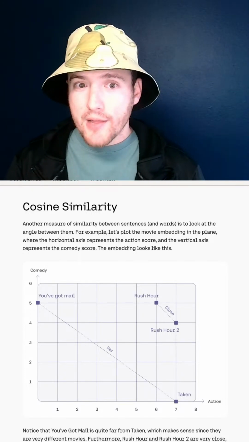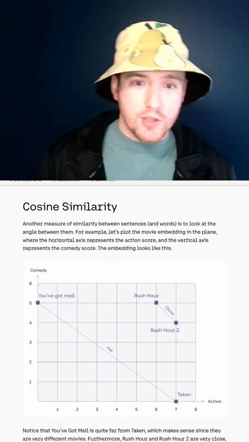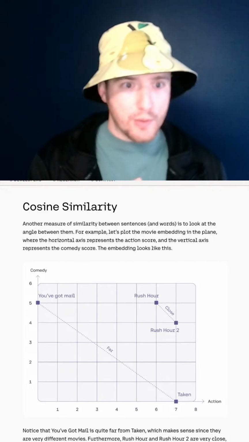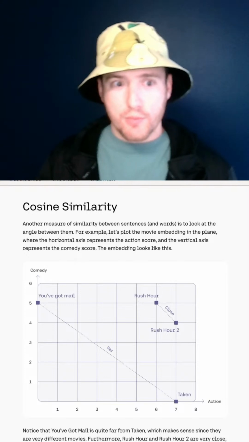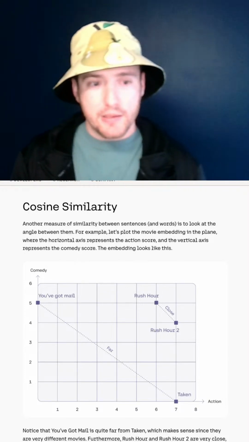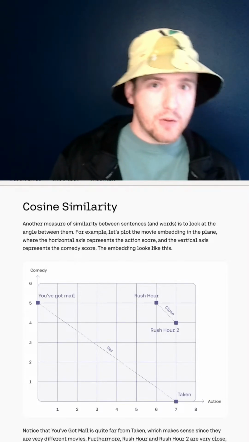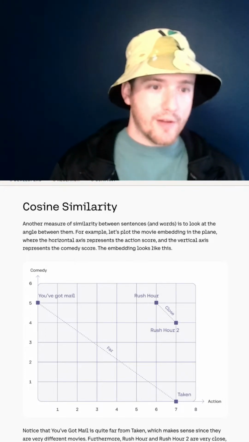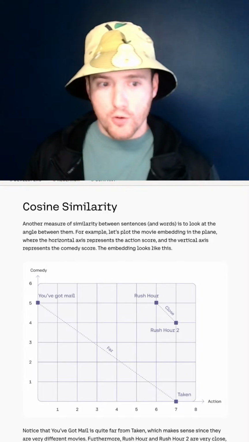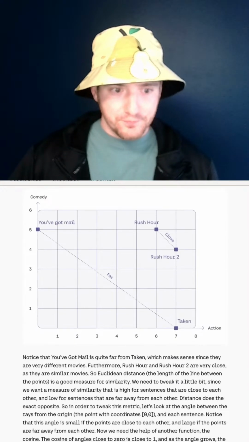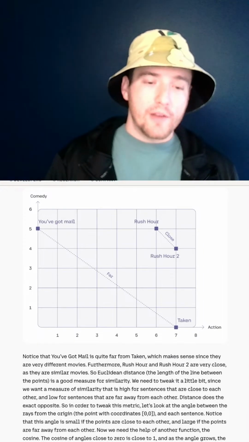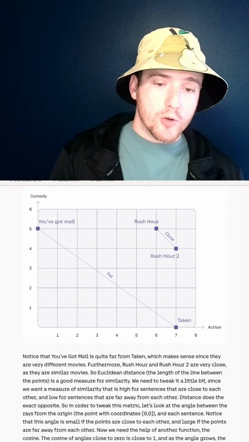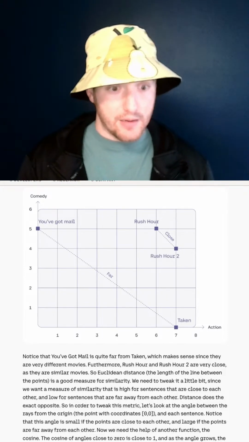For example, let's plot the movie embedding in the plane. These are the movies we just talked about, where the horizontal axis represents the action score and the vertical axis represents the comedy score. And the embeddings might look something like this, where these same numbers that we were given before are just plotted on a 2-dimensional graph. Top left corner at 5, You've Got Mail. Bottom right corner at 7 is Taken. Notice that You've Got Mail is quite far from Taken, which makes sense since they are very different movies. And furthermore, Rush Hour and Rush Hour 2 are very close. We know they're in the same family.